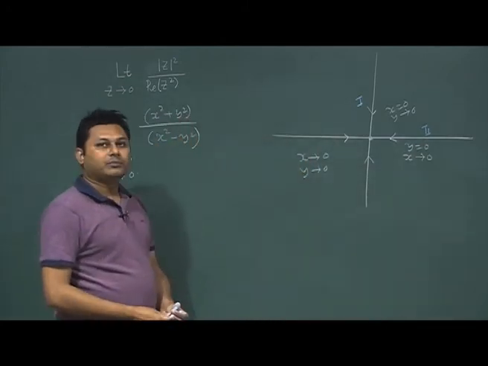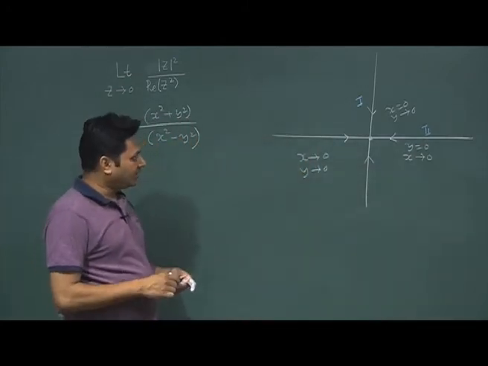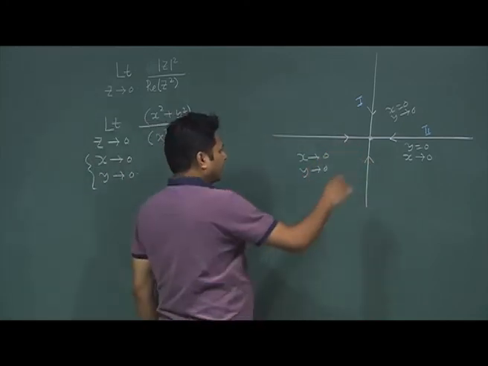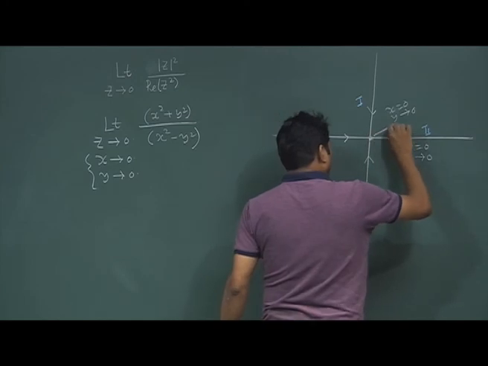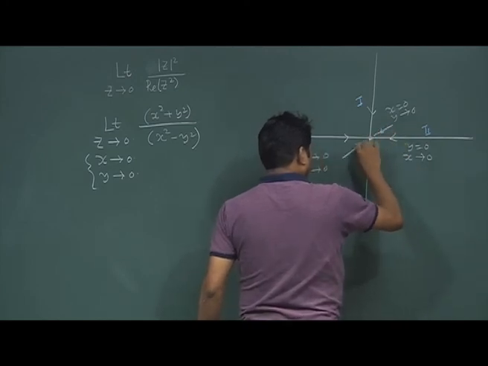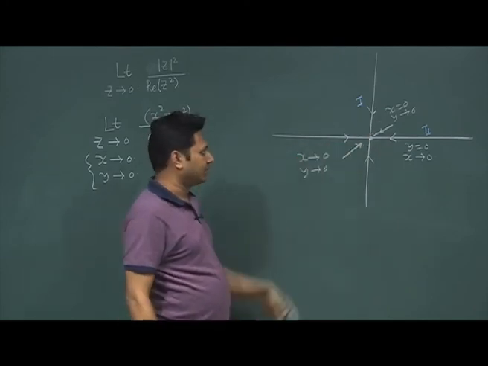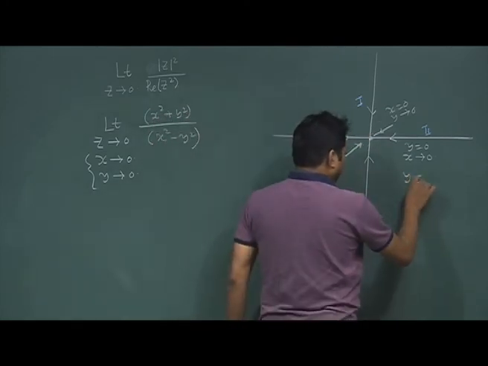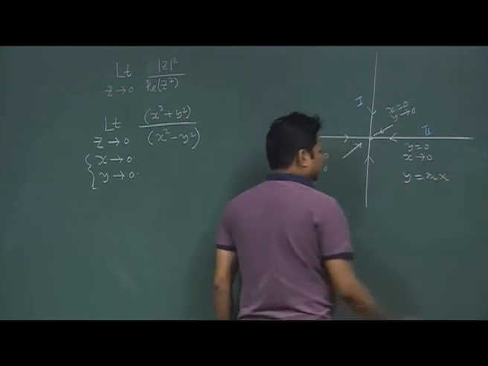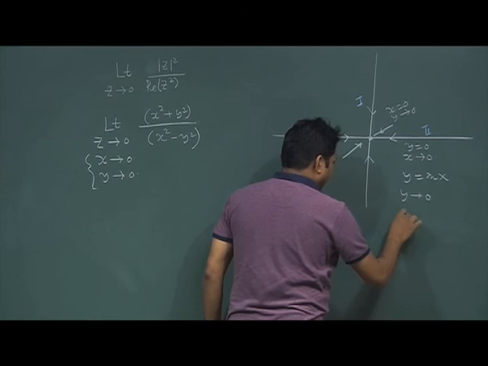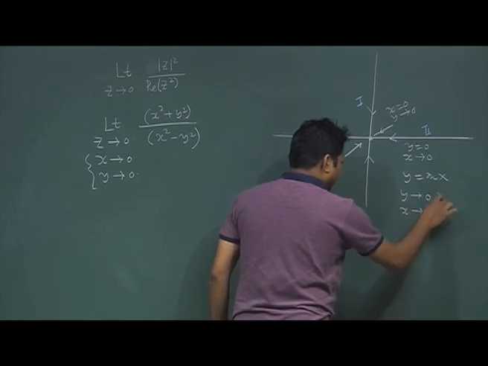And I can put any arbitrary direction. I can go to 0 from any arbitrary direction. So say I can approach from this direction, where y and x are having a relationship. So that means y is equal to mx, that is a relationship. So y is approaching 0 and x is approaching 0, both are approaching 0.